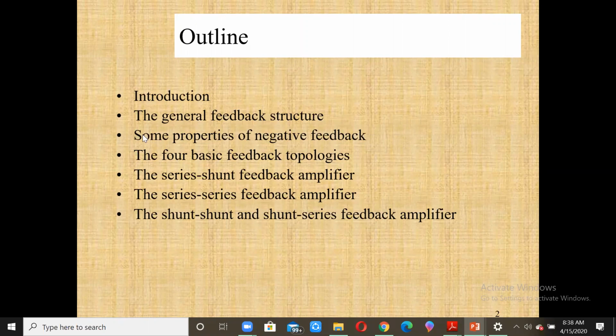So we'll be discussing here the general feedback structure, some properties of negative feedback, then the four basic feedback topologies: the series-shunt feedback, series-series feedback, shunt-shunt, and shunt-series feedback amplifier.